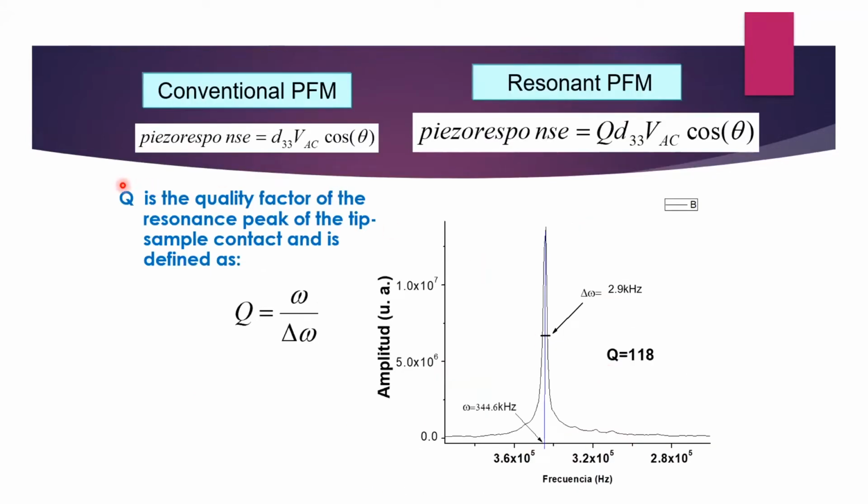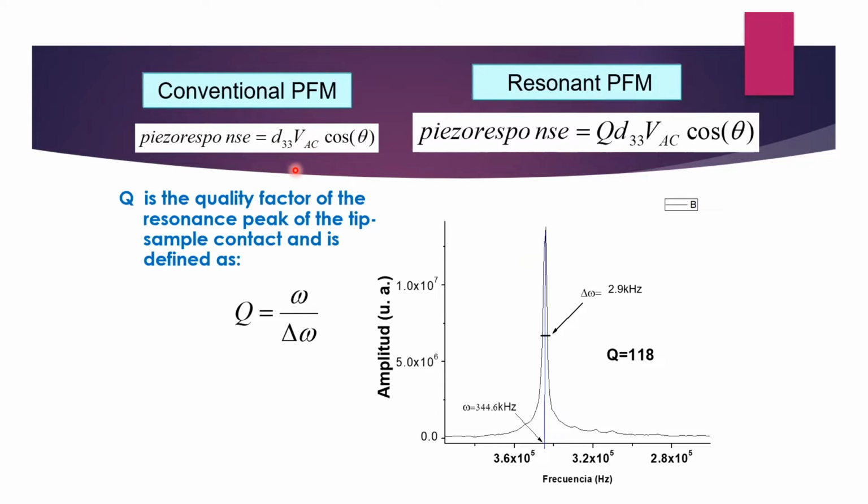And how do we compare conventional PFM and resonance PFM? For comparing these two techniques, it's necessary to observe this equation. For conventional PFM, the piezo response, or the response of the signal obtained in our experiment, is given by this equation, where d33 is a constant that depends on the material, and V_AC is the voltage applied.